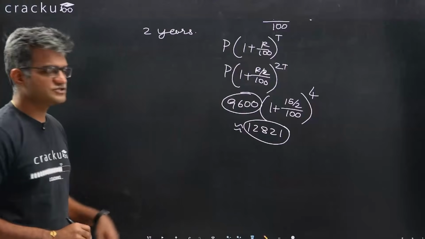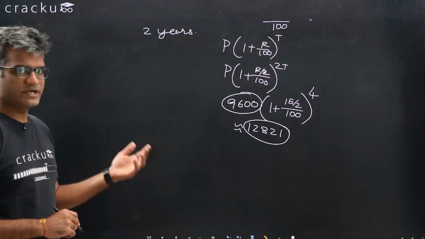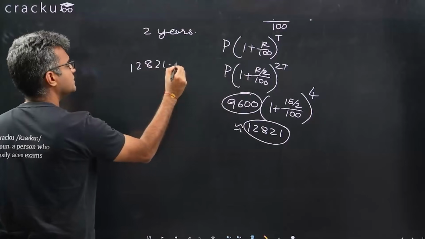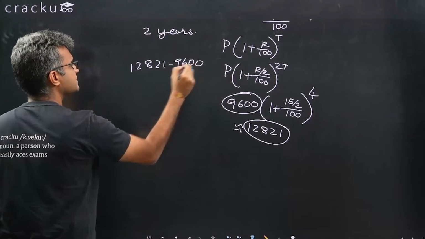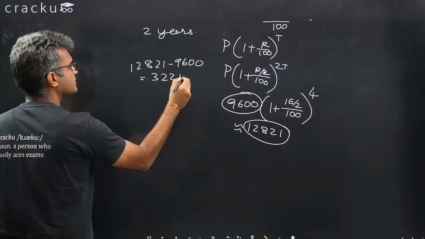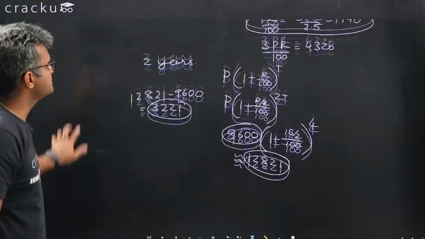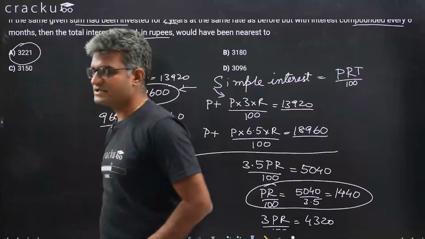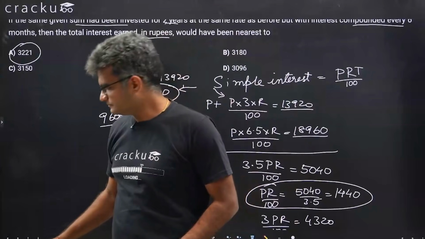The difference between these two will be the accrued interest, and that will equal 12,821 minus 9,600, which is equal to 3,221. So the answer for this particular question will be option A, which is 3,221.